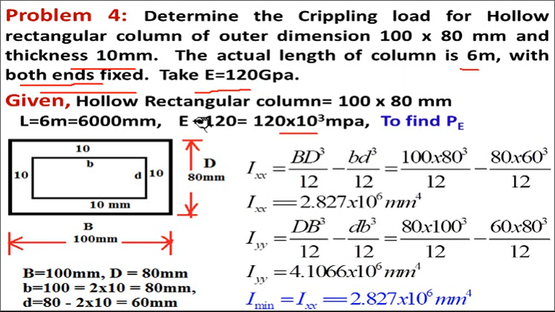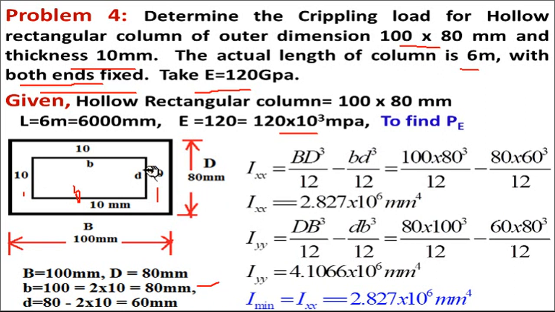The modulus of elasticity is given as 120 GPa, that is 120 into 10 to power 3 MPa. It is a hollow rectangular column. The external outer dimensions are given, 100 by 80, and the thickness of the wall is 10 mm. So this total width is 100, total depth is 80, and 10 mm is the wall thickness. Capital B, capital D, small b. From this 100 you have to deduct this 10, this 10. Here we will obtain this small b. So it will be 80.